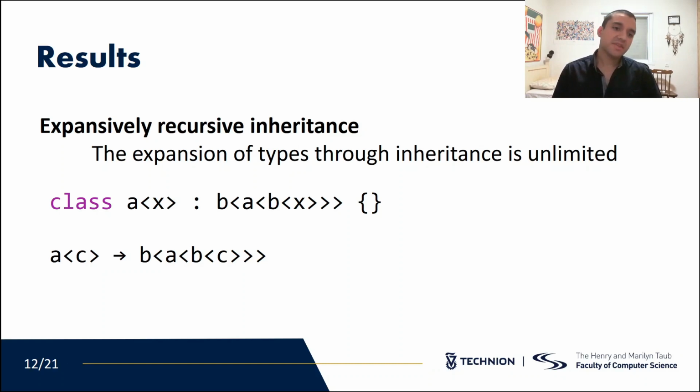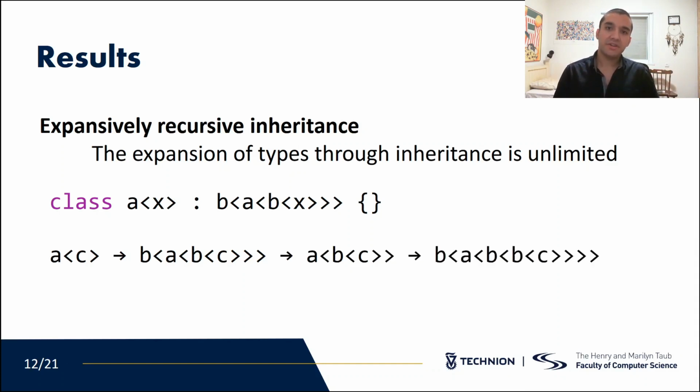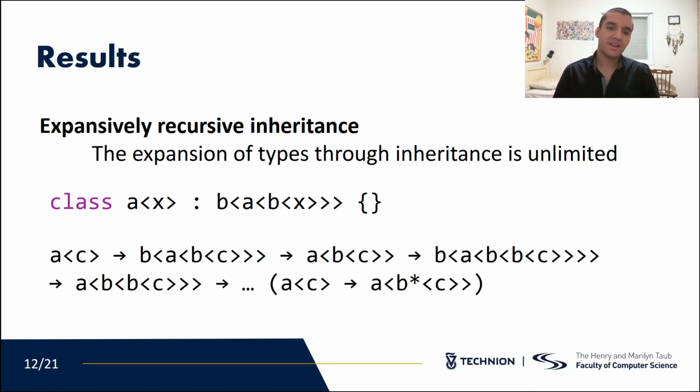For example, let's say that class A of X inherits from B of A of B of X. Then we can take the type AC and use inheritance to get the type BA, BC. Then we decompose this type into ABC by removing the outer B. Then we use inheritance and decomposition again to get ABBC, and so on.